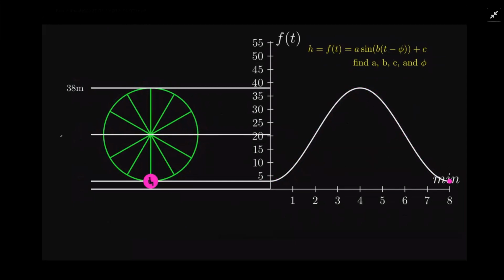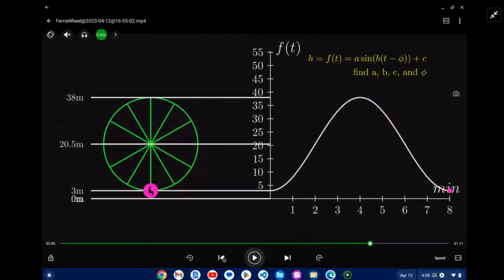This is going to help us get some of the parameters. Maybe I'll pause it. We know that it's 3 meters off the ground. That's given. We know the distance to the midline because we know the radius. The radius is 17.5. And then we also know the maximum, which is another 17.5 from the midpoint.